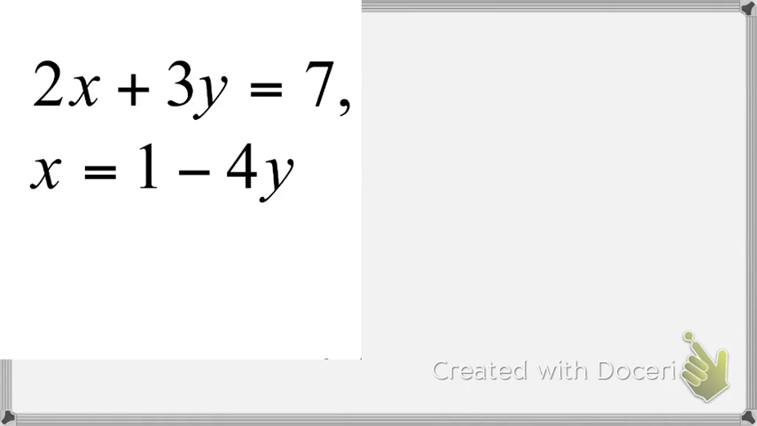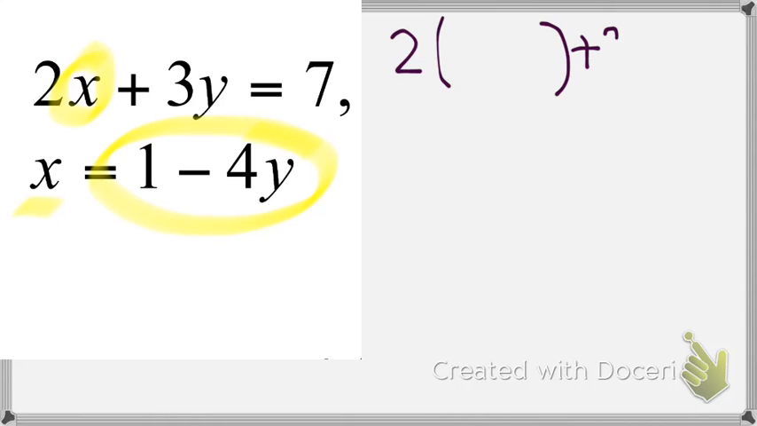So this is just another review of solving systems with substitution. The first thing we need is a letter that's solved for, that's all alone. And in this case we have an x. So we're going to take what x is equal to, and into the top equation we're going to take the x out and replace it with what we know. So we have 2 parentheses plus 3y equals 7.